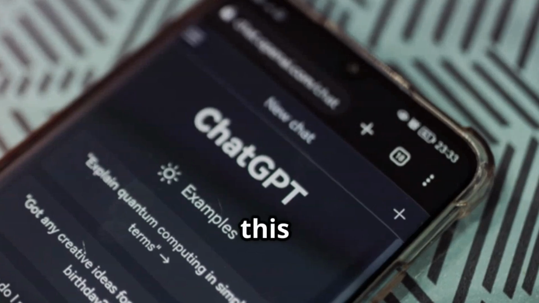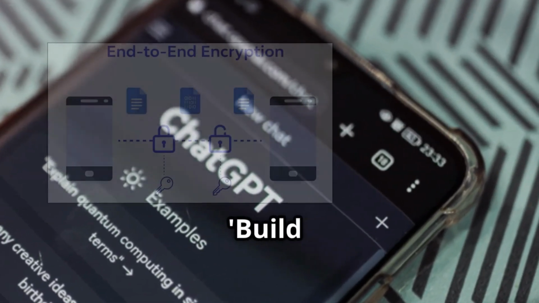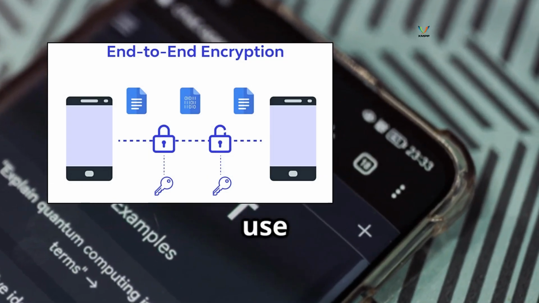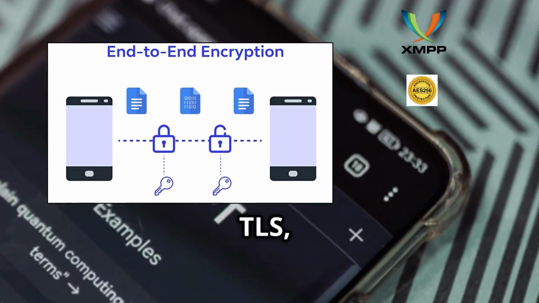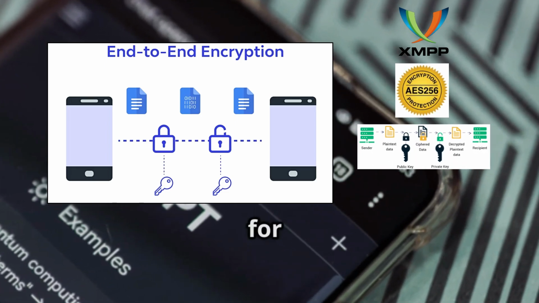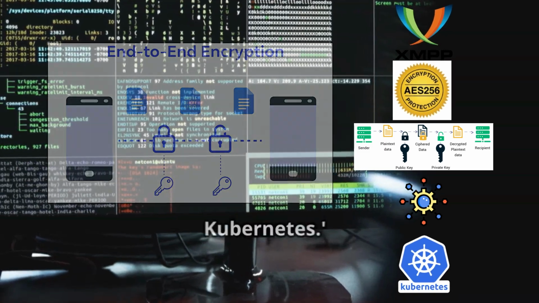Think of it like this. If the Software Requirements Specification, SRS, says, build a chat app with end-to-end encryption, the SDD will say, we'll use the XMPP protocol over TLS with AES 256 encryption for payload and RSA for key exchange. The chat logic will run on microservices deployed via Kubernetes.